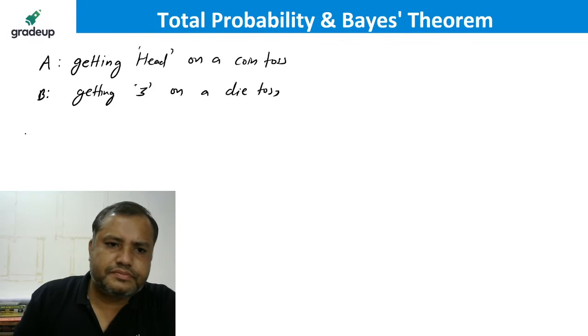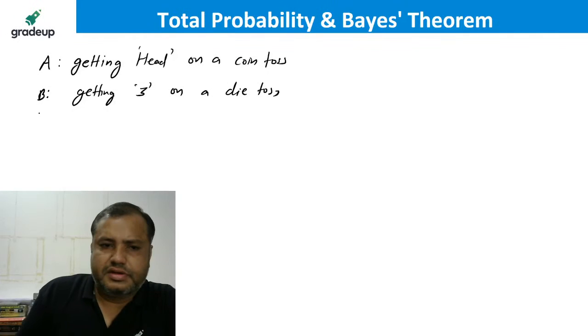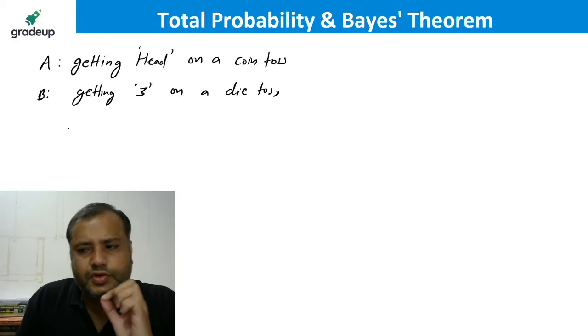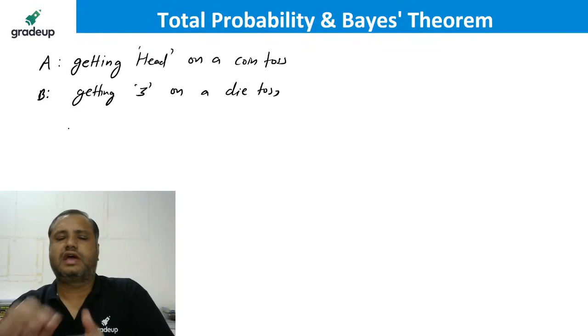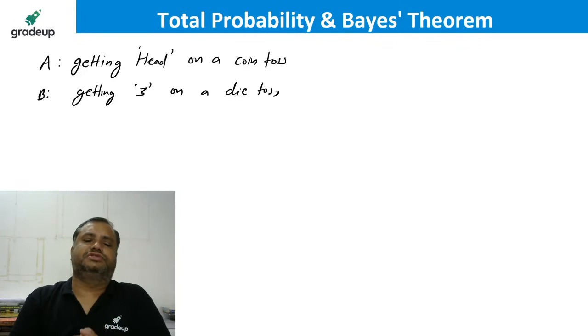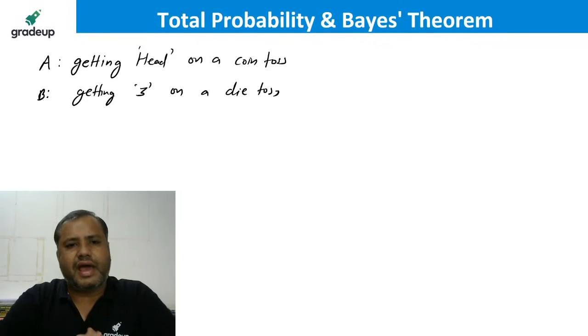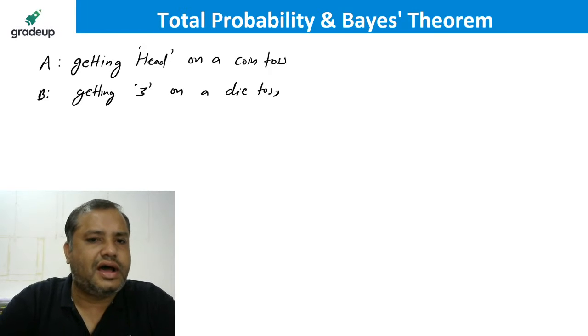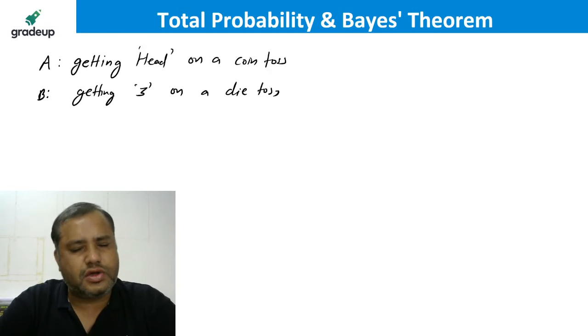Now I am having this coin and die together in my hand and I am going to toss them. So my question to you: will the occurrence of head on the coin affect the output of the die toss?